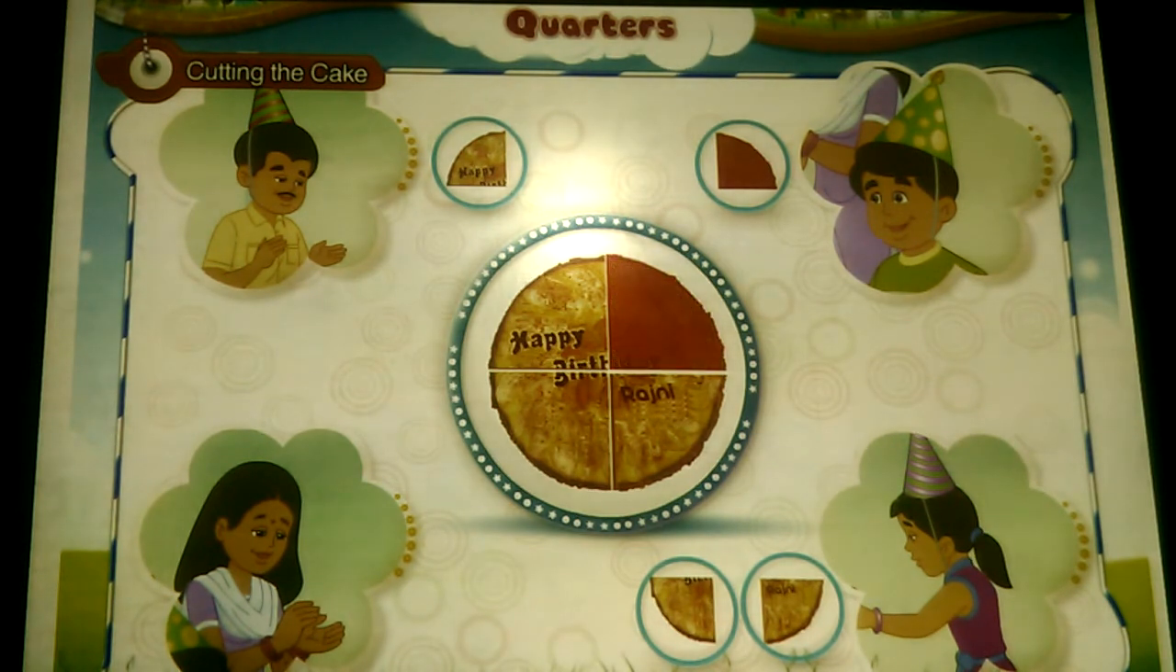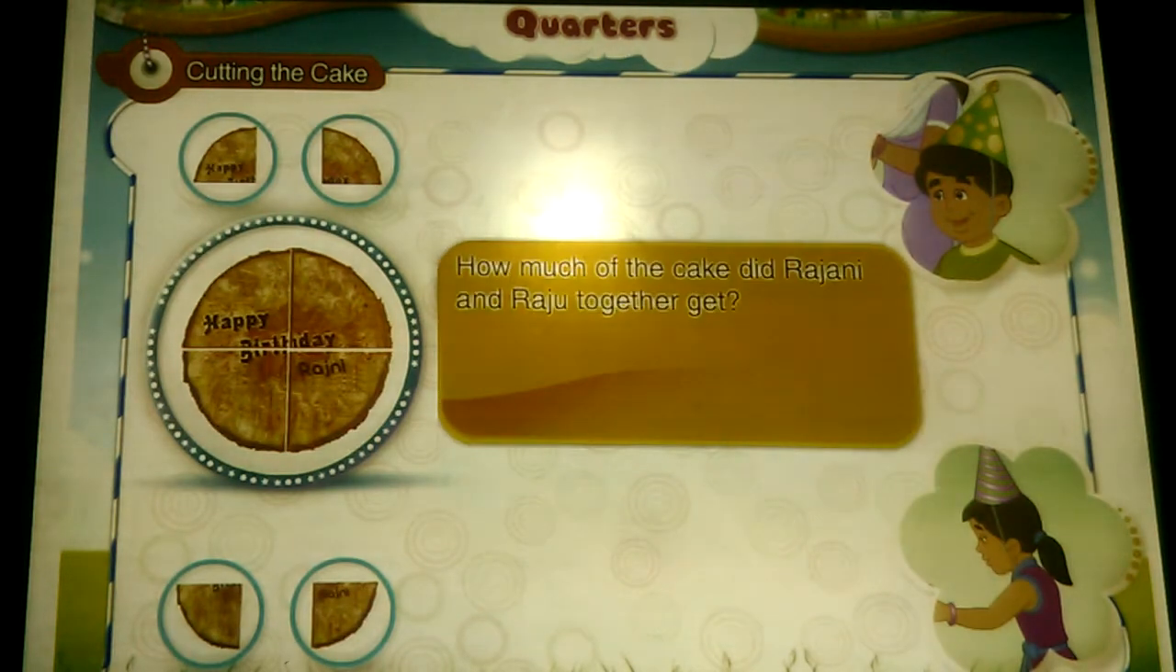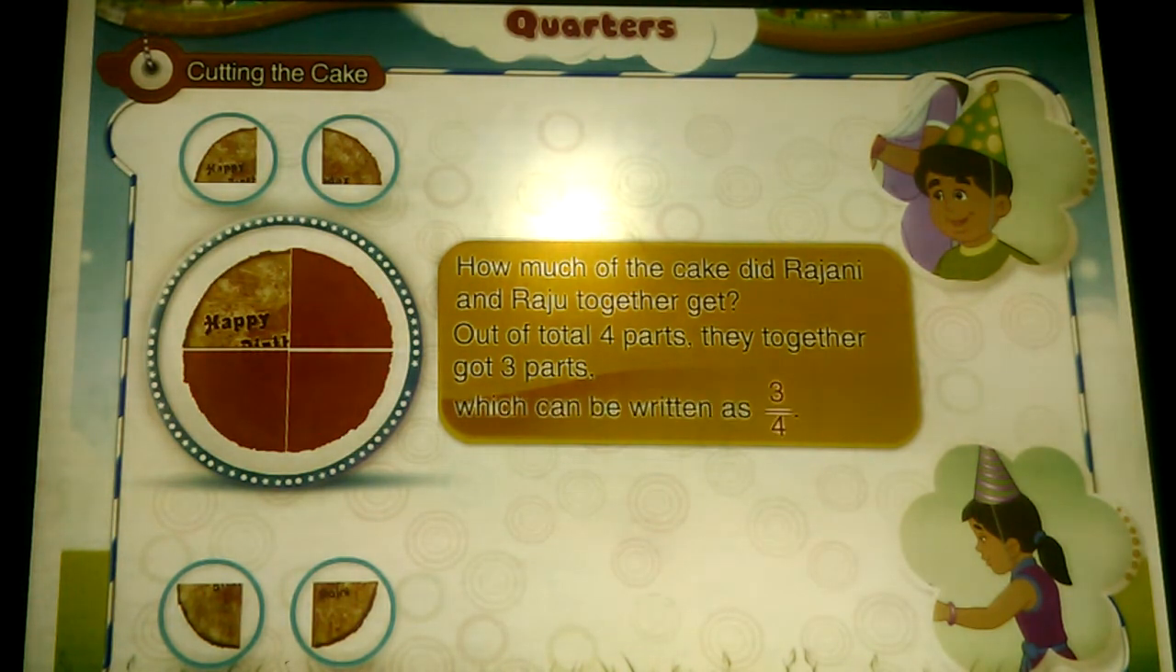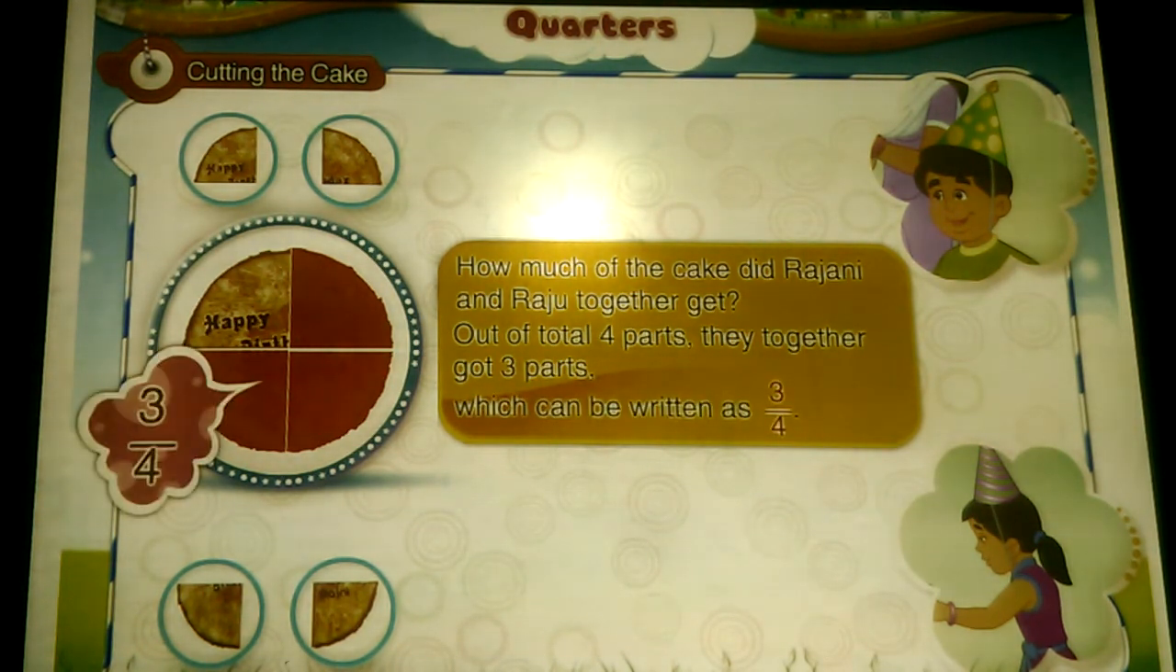That is, color the 4th part of the given circle. How much of the cake did Rajni and Raju together get? Let us color the 2 parts that Rajni got and 1 part that Raju got. So, out of total 4 parts, together they got 3 parts, which can be written as 3 upon 4.